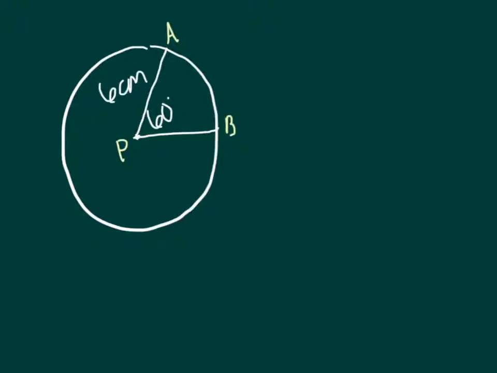So here's an example of finding an arc length, and ultimately we're trying to find the measure of arc AB. So we are going to use kind of what we did with area and sectors, but instead we're going to use the circumference formula this time. So the circumference of the whole circle would be 2 times pi times r.